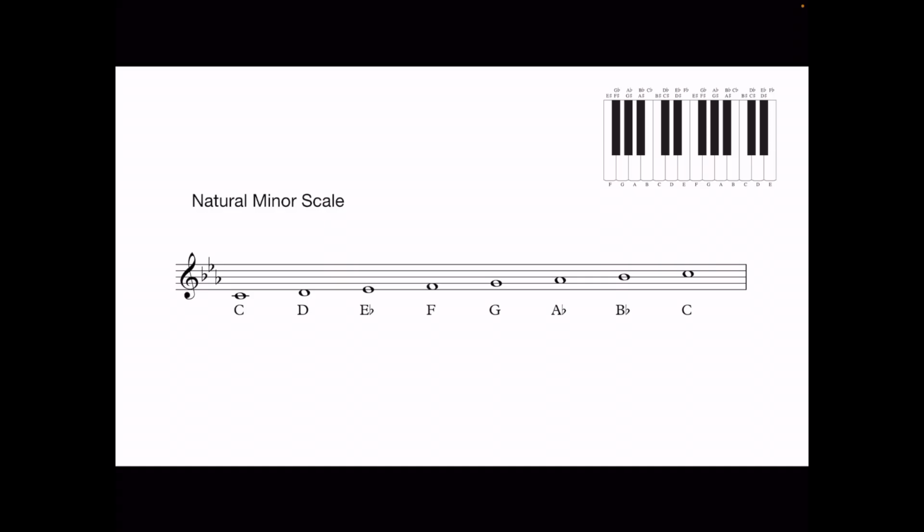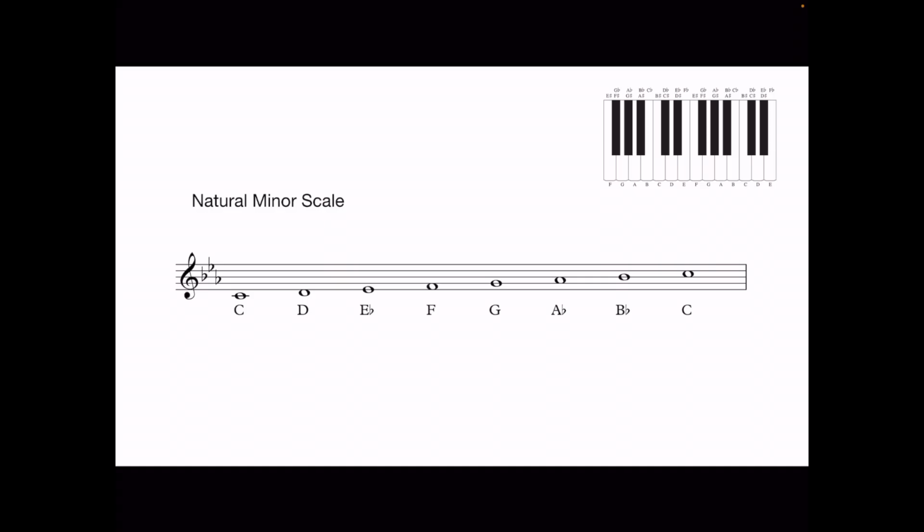And that's basically just starting from the sixth scale degree of its relative major. So in this case, C minor would have E flat major as its relative. Instead of starting from E flat, we go down two notes. That's the natural minor scale.